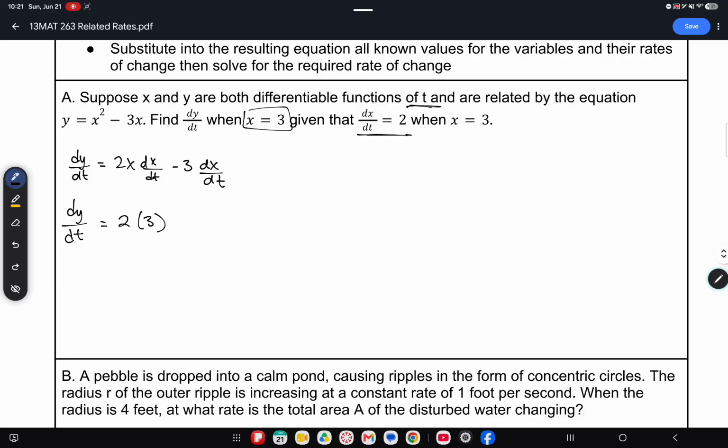Oh, that's so funny. My grammar here is awful. Find dy/dt when x is 3, given that dx/dt is 2 when x is 3. That's extra information. dx/dt is 2. So, all right, 2 times 3 is 6, 6 times 2 is 12, and 3 times 2 is 6. So in the end, dy/dt is 6.